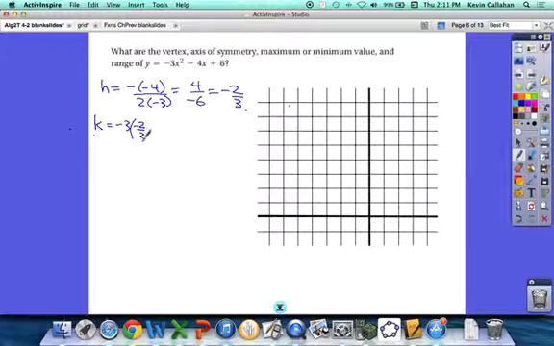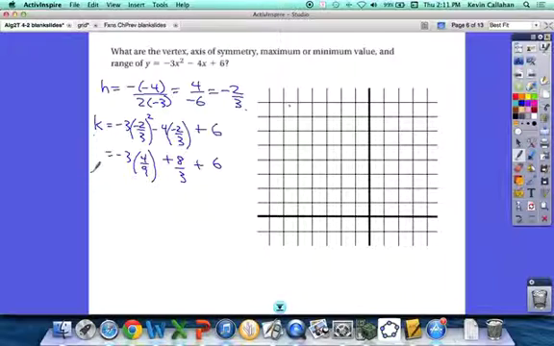Negative 3 times negative 2/3 squared minus 4 times negative 2/3 plus 6, which is negative 3 times 4/9, plus 8/3 plus 6. Okay, now this 3 here is going to divide into the denominator of 9, right? That'll make that negative 4/3.